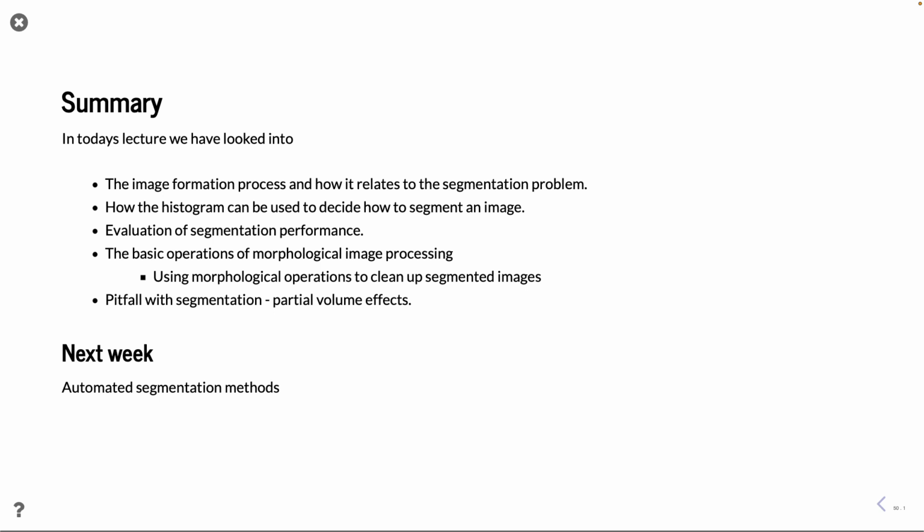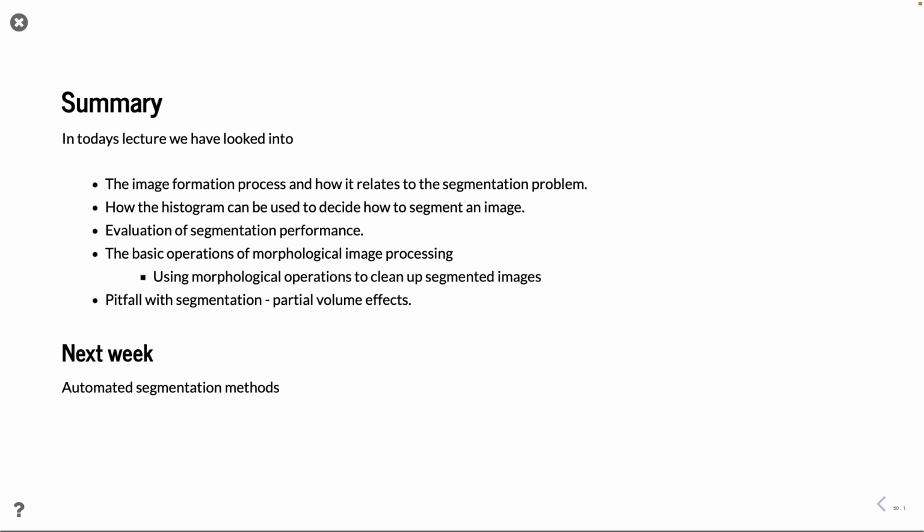And when you do the segmentation, you also have to be aware of these partial volume effects, that you don't perfectly hit the edges, and if you have small items, the real structure is not always as well represented as you would like it to be, and that can give you errors in measurements later. Yeah, and that was in principle all for today.